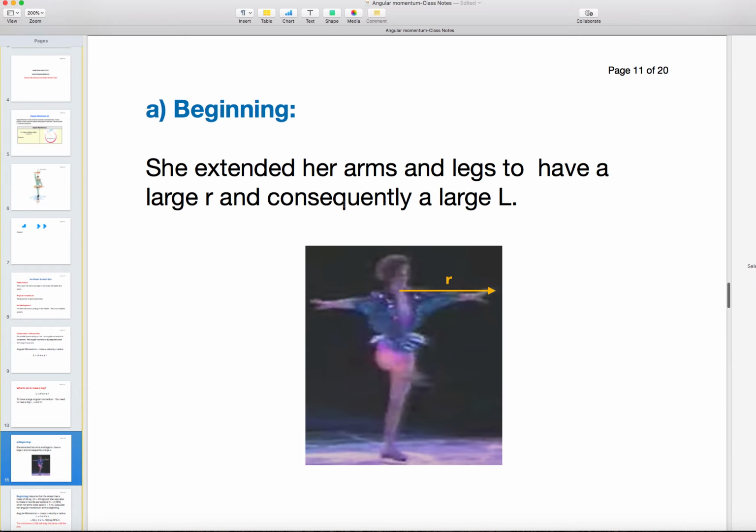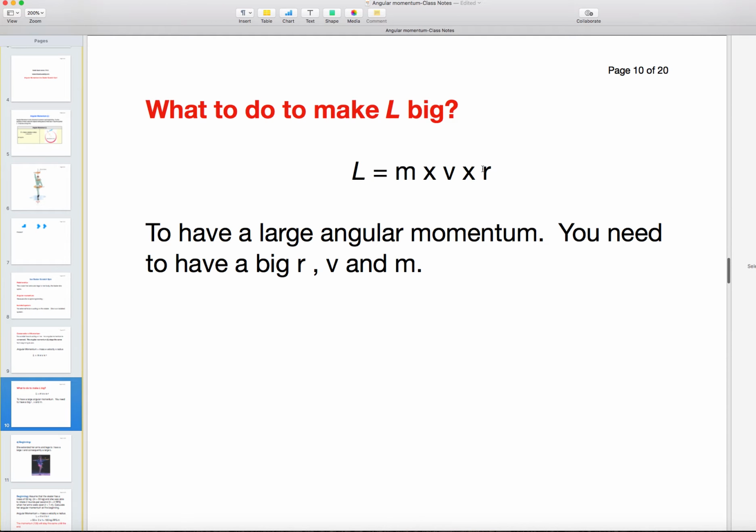Okay, at the beginning, if you notice here, she extended her arms and her legs to have a large R. And then she gains as much speed as possible. So she's trying to increase this and increase this so she can have a large momentum at the beginning to start with.